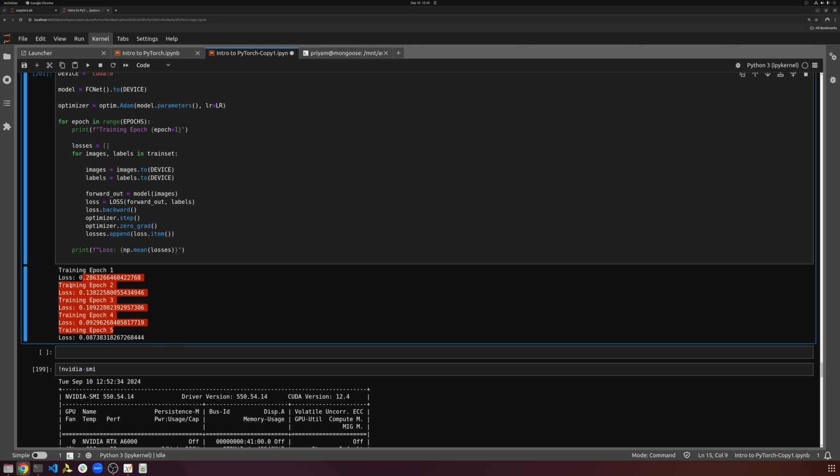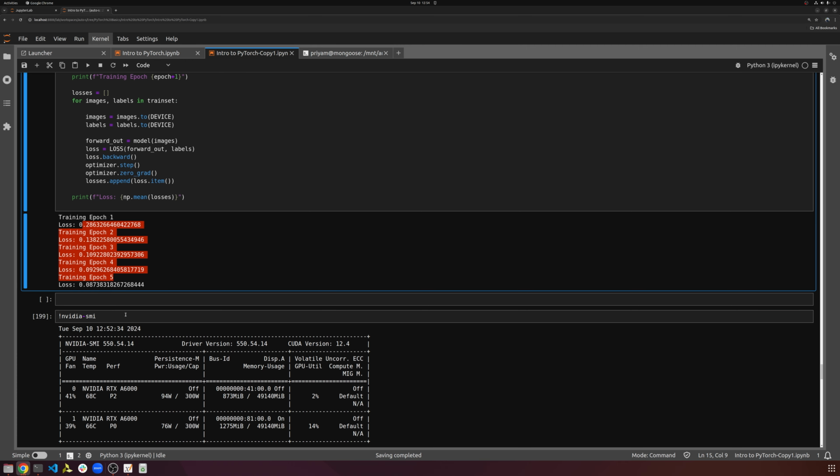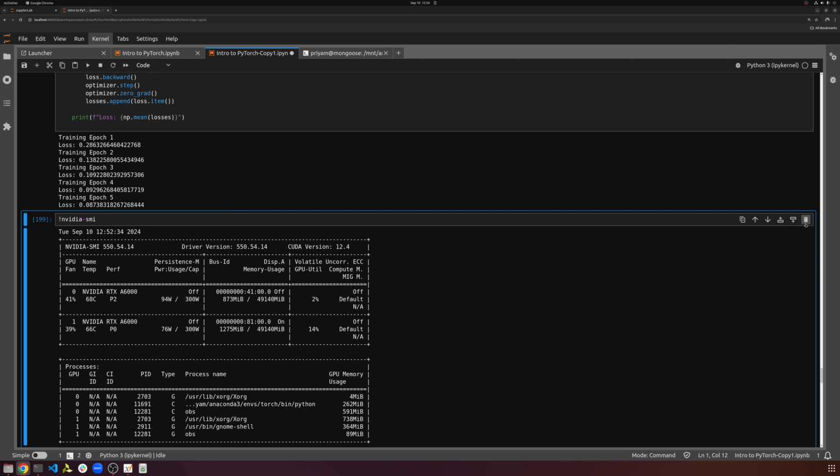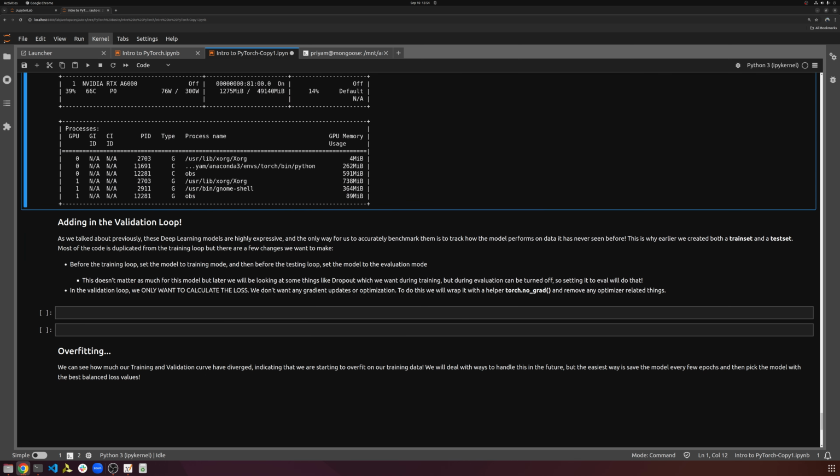So this obviously was not much faster than training on the CPU, but again, that's just because our model is very, very simple, and CPUs have gotten very fast in the last couple of years. So good. Last step is adding in a validation loop.